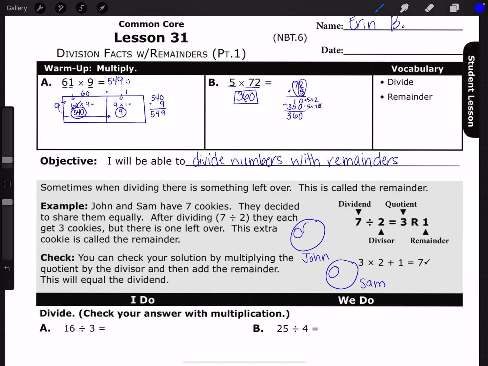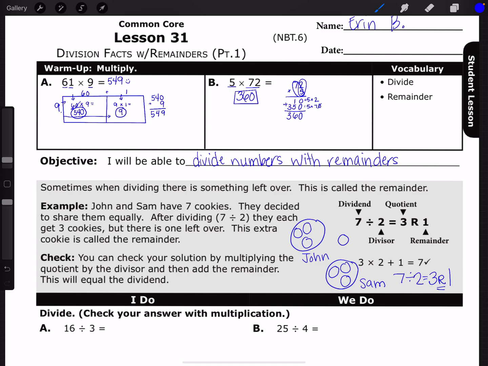So we have 1 cookie for John, 1 cookie for Sam. 2 cookies for John, 2 cookies for Sam. 3 cookies for John, 3 cookies for Sam. But the 7th cookie we have to put over here, because we can't have 4 cookies on each plate. So if we have this, we know that 7 divided by 2 equals 3 with the remainder, which is represented by an R, 1.